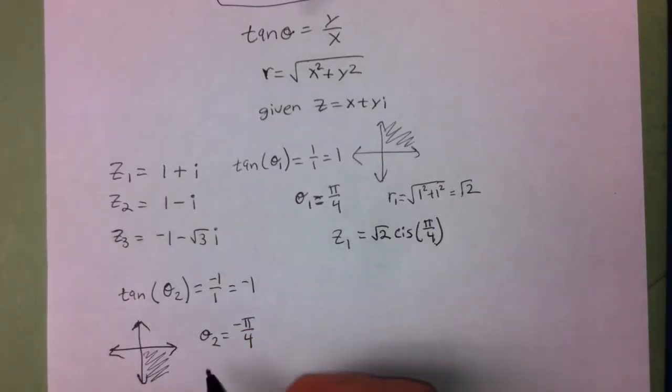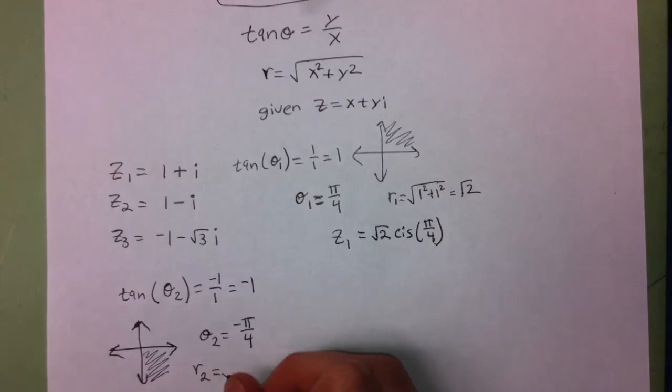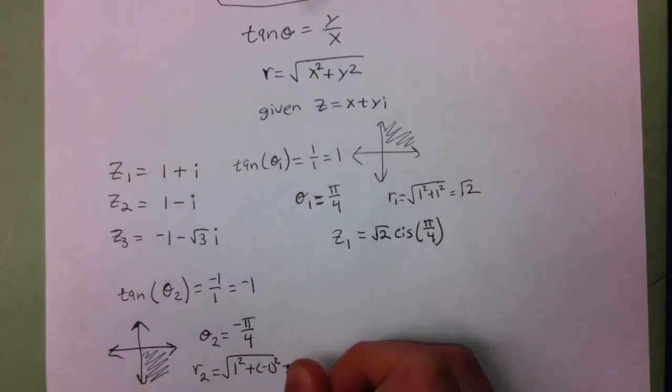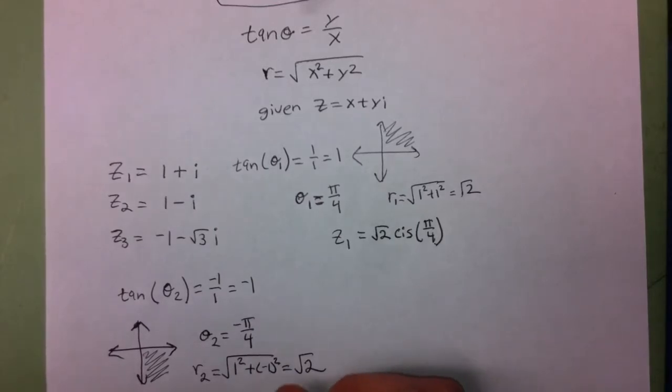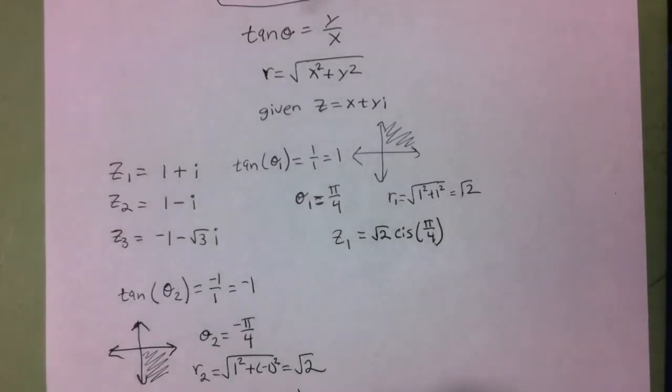And then r sub 2 is going to be the square root of 1 squared plus negative 1 squared, which is going to be root 2 again. So z sub 2 equals root 2 cis of negative pi over 4.